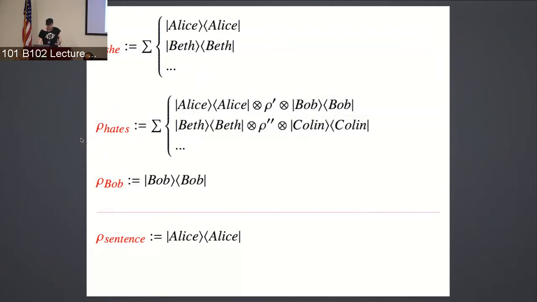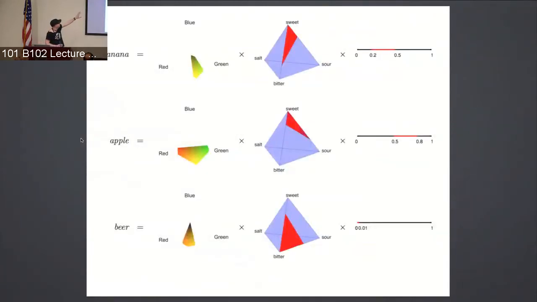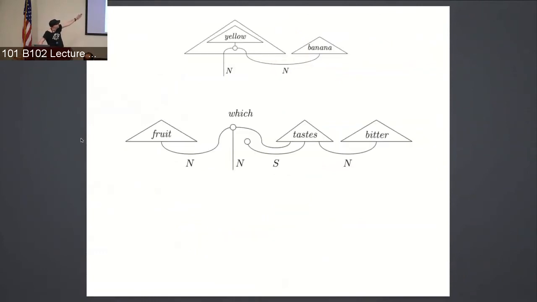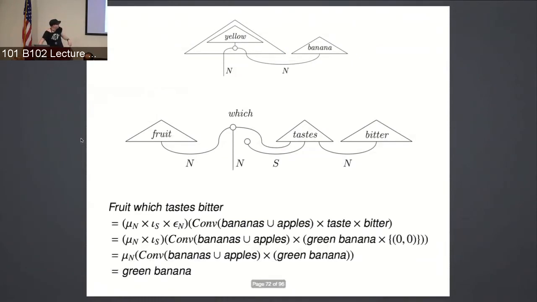And now we can also start computing with our bananas and our apples and our beer. For example, you can ask questions like "yellow banana," or ask questions like "fruit which tastes bitter." You compute the whole thing and you get a green banana. Does a fruit taste bitter? So you do these computations now. And these are not vectors anymore, these are weird shapes living in this convex stuff. And that's what we compute with.